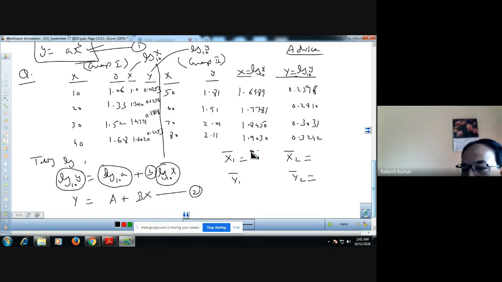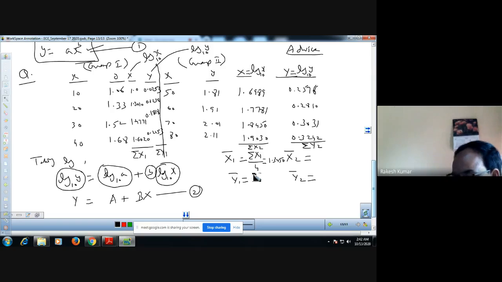And you know that x1 bar will be sigma x1 divided by the number of values. 4 values are there. So what does it come out to be? That comes out to 1.3450, because you will take the total of this. That will be your sigma x1. Similarly, this will be your sigma y1, and this will be your sigma x2, and this will be your sigma y2.